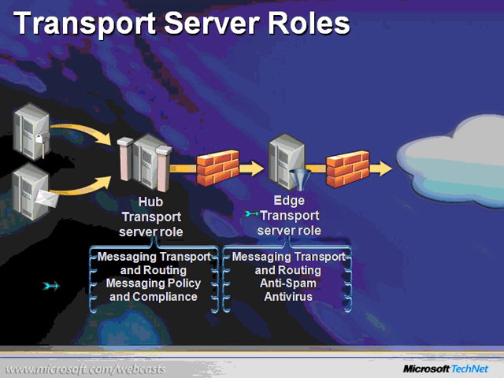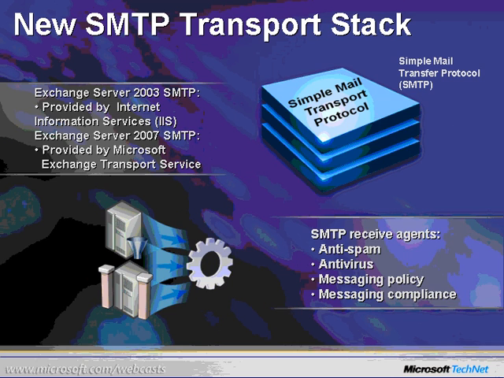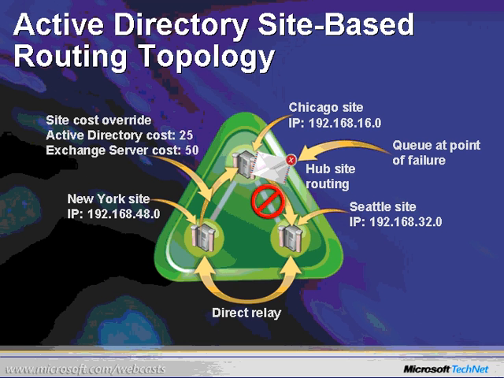So with that in mind, if you choose not to implement the edge transport, but you still want the anti-spam and antivirus, then you would need to install your anti-spam agents onto your hub transport role, which you can indeed do. There is a script that you would run, and it would install all those agents onto your hub transport server so that you can configure and manage it on the hub transport.